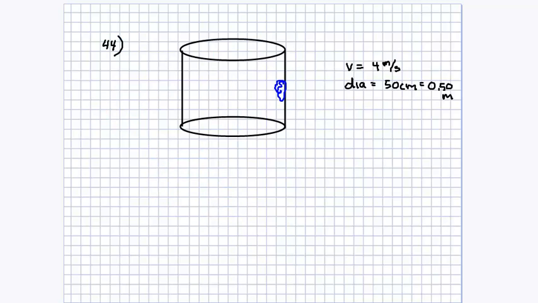Next problem. Here we have a wet sock in a washing machine that is spinning around in a circle. The first part of this question asks us to calculate the acceleration of that sock. Well, since it's going in a circle, the best way to calculate acceleration is v squared over r. Do we know v? Yes, it's given up here, 4 meters per second. You have to square that.